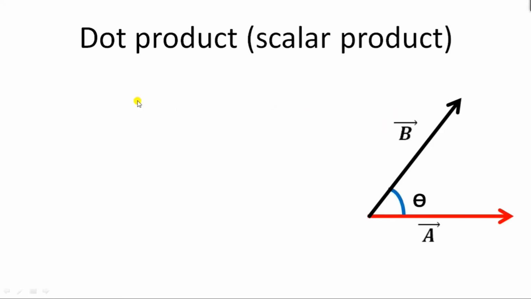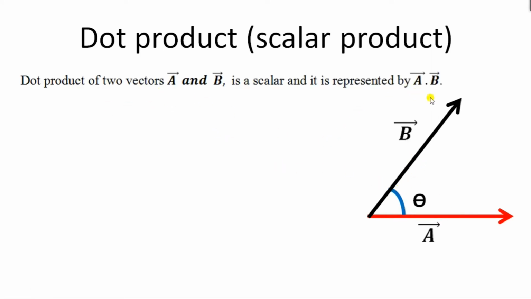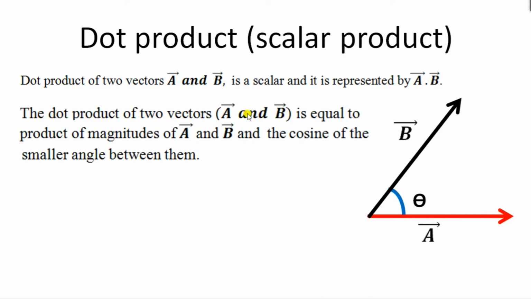So now let's see what happens in dot product. We have two vectors, vector A and vector B, and the small angle between them is theta. We can consider this angle also. This I call the big angle, and this is the smaller angle between A and B. So when I say dot product of A and B, I will write A dot B. We should not use the multiplication symbol here. The dot product of two vectors is equal to the product of the magnitudes of A and B and the cosine of the smaller angle between them.